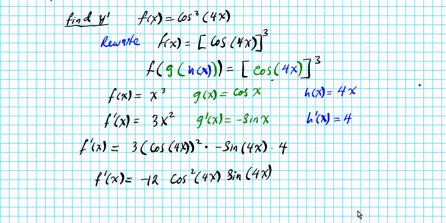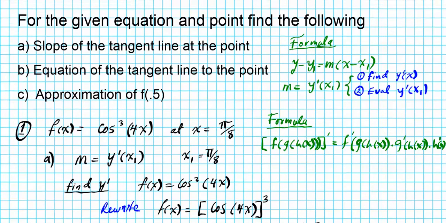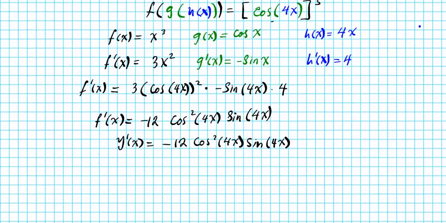Okay, so what we just found is y prime, f is equal to y. So y prime of x is negative 12 cosine square of 4x, sine 4x. Okay, now part 2, remember in our formula, part 1 in finding the slope of the tangent line is to find the derivative of the function. After differentiation, then you evaluate the derivative at the specified x value, okay?